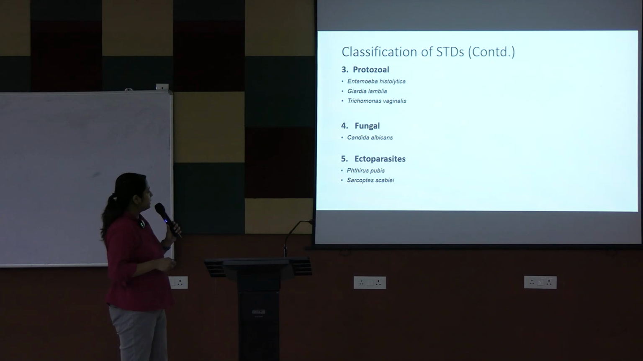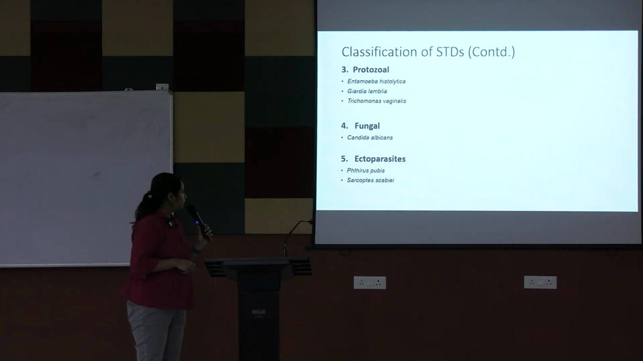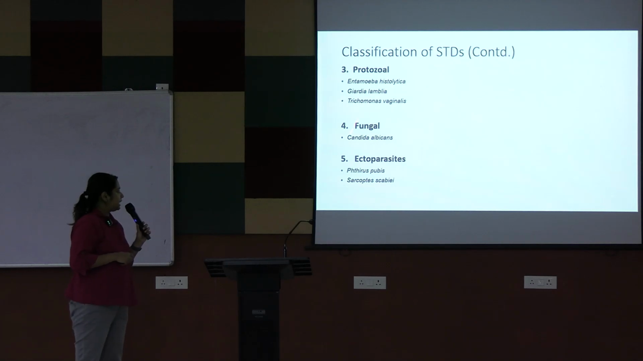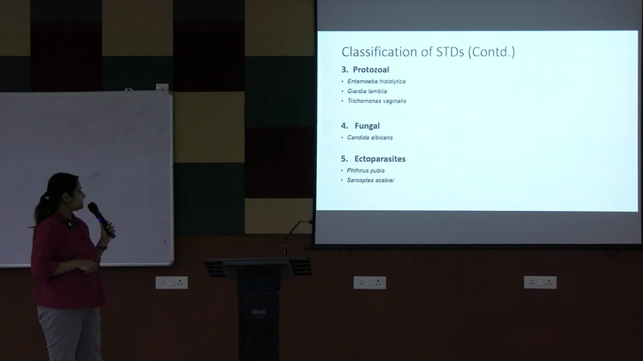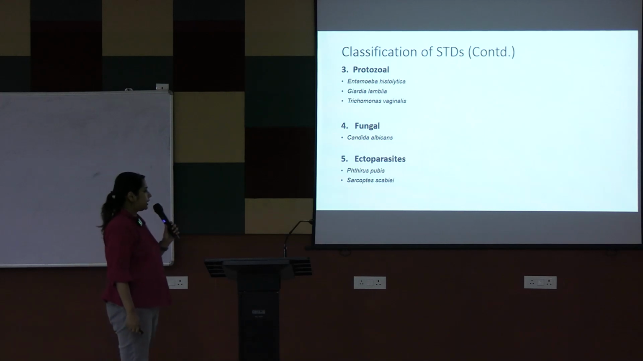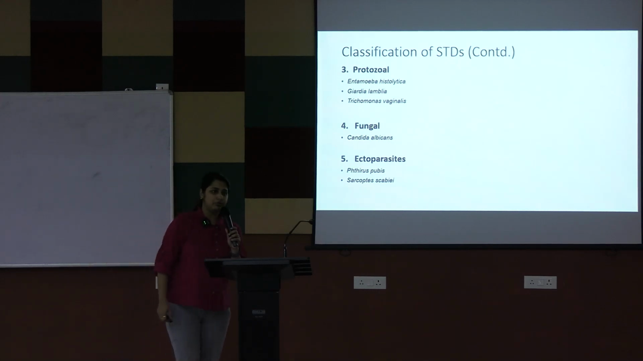Protozoal, it is Entamoeba histolytica, Giardia lamblia and Trichomonas vaginalis. Fungal, it is Candida albicans, and ectoparasites, Phthirus pubis and Sarcoptes scabiei. So, 1-2 examples from each you need to remember from all the categories. So, there is bacterial, viral, protozoal, fungal and ectoparasites.